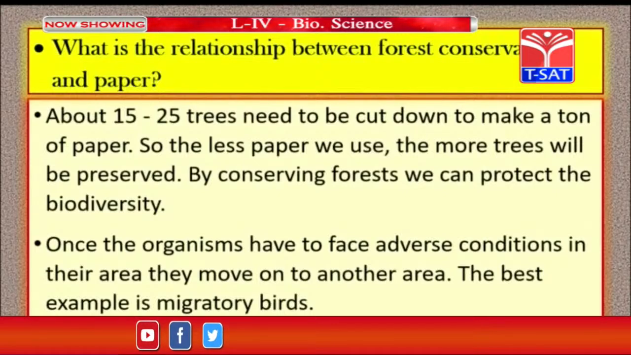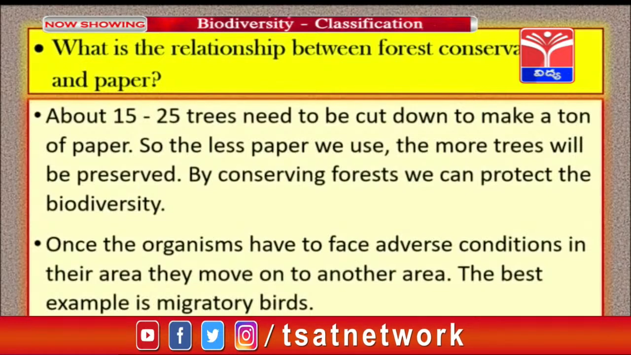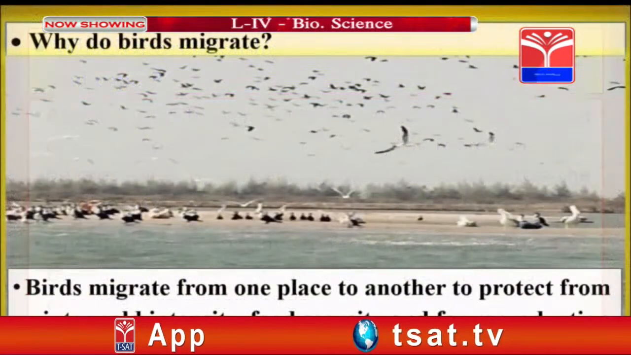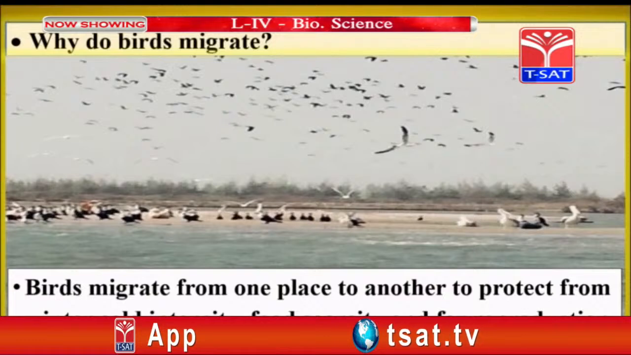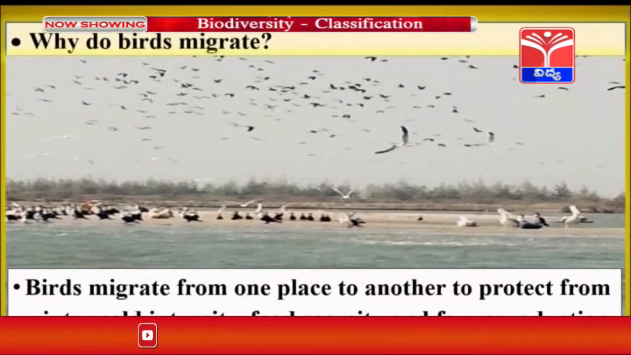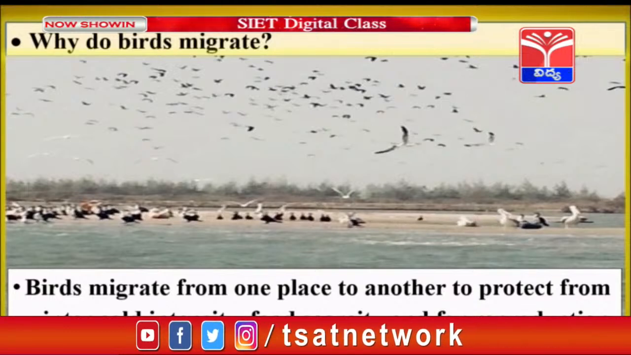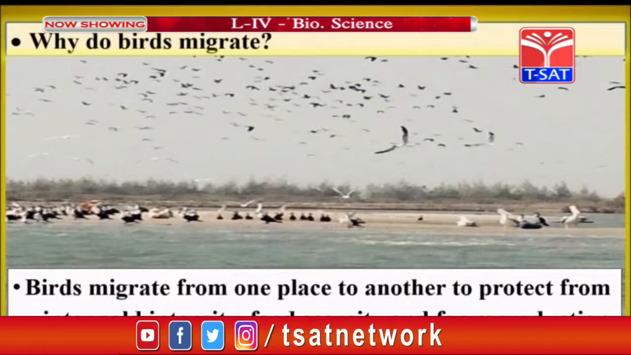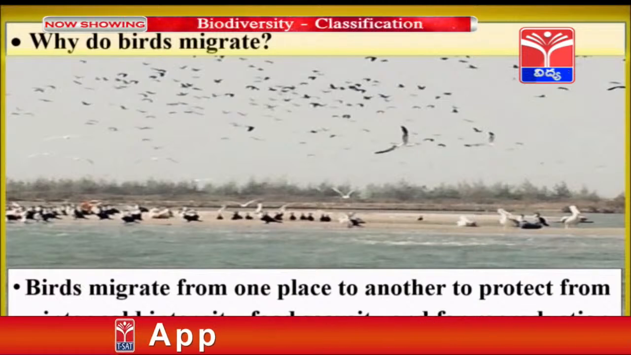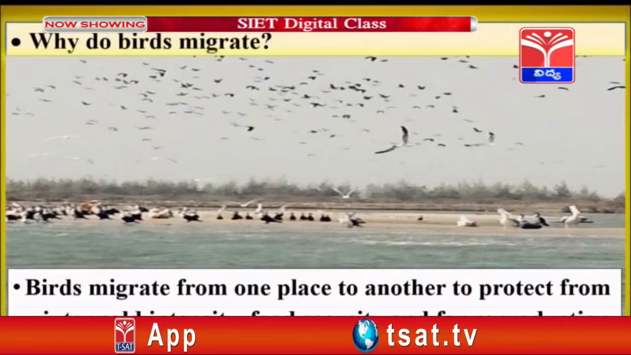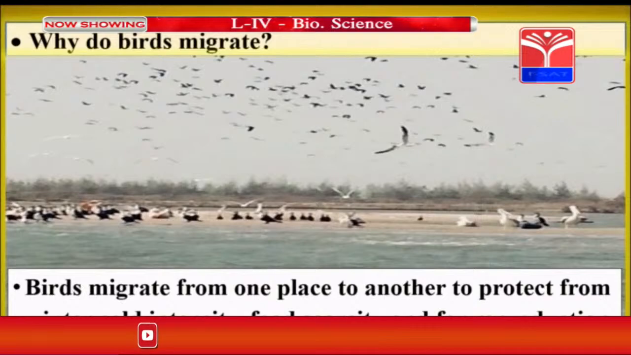Once organisms have to face adverse conditions in their area, they move on to another area. The best example is migratory birds. Children, have you seen any migratory birds in your location? Why do birds migrate from one place to another? Generally, birds migrate from one place to another to protect themselves from winter cold intensity, food scarcity, and for reproduction purposes. You might have observed a flock of birds flying in the sky in a particular season.